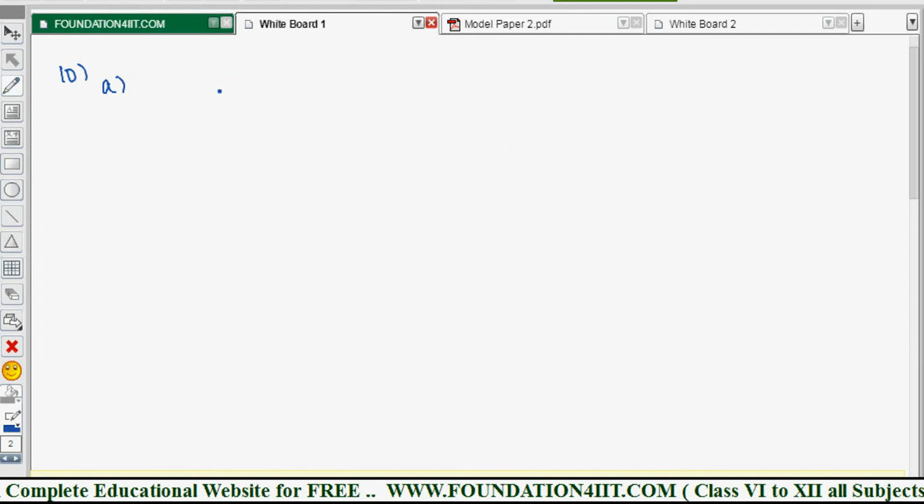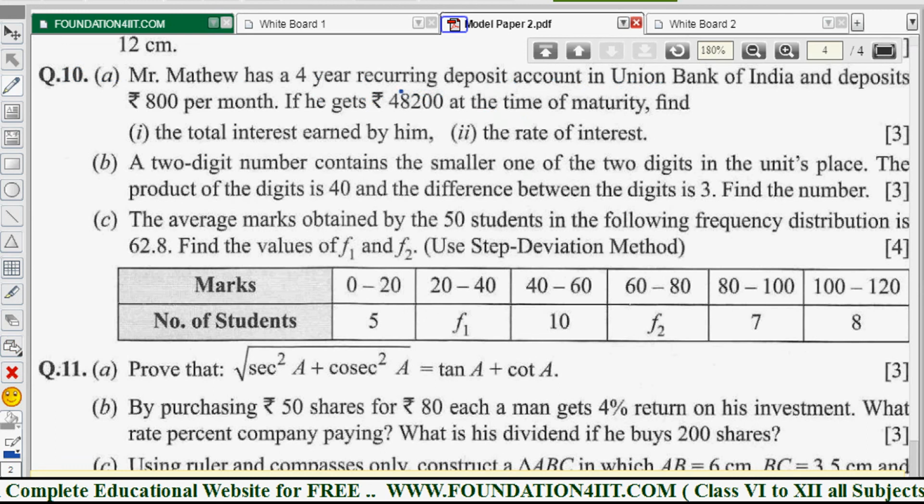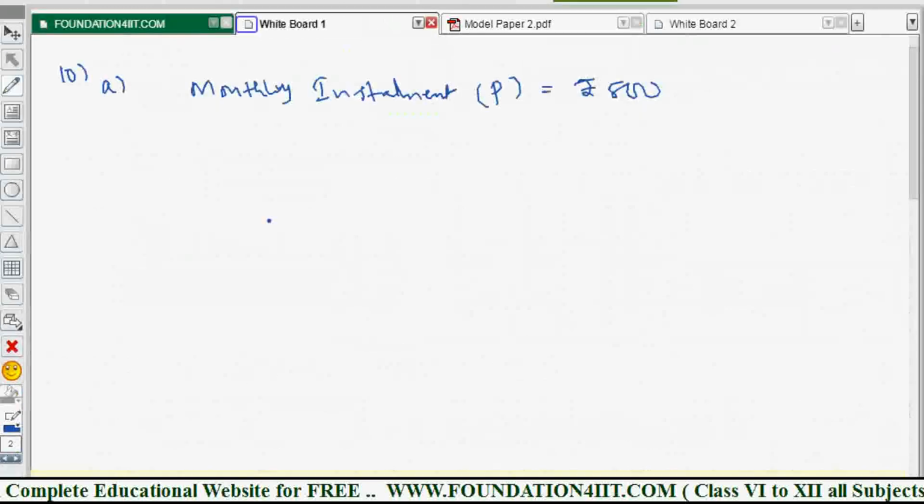So monthly installment is given. Let us take it as P. There is a principal for every month, so P is equal to rupees 800. This is given, and the time is 4 years. The deposit is 800 and the maturity value is given as 48,200. So these three are given.